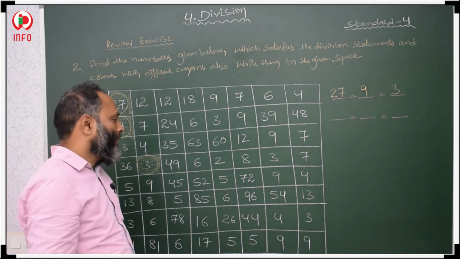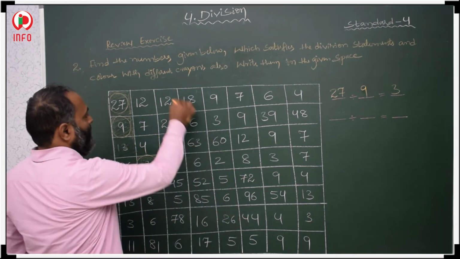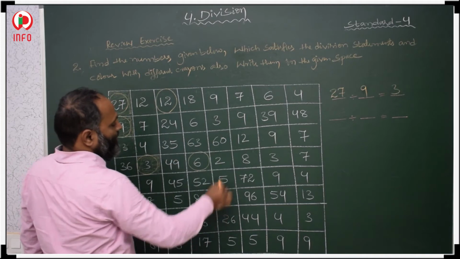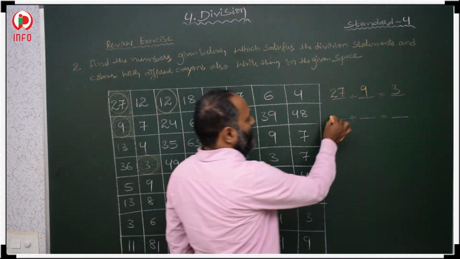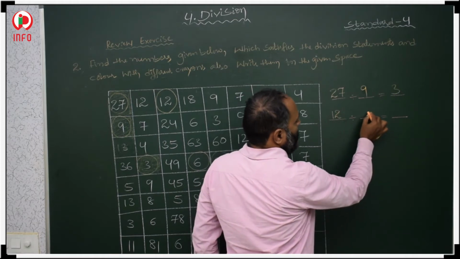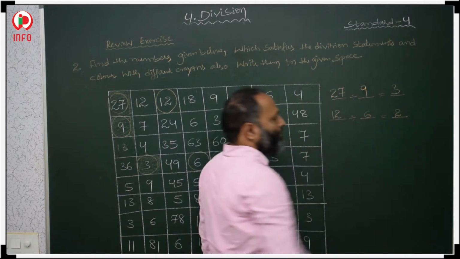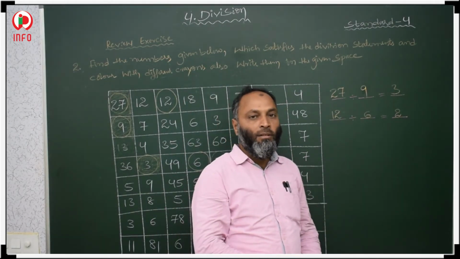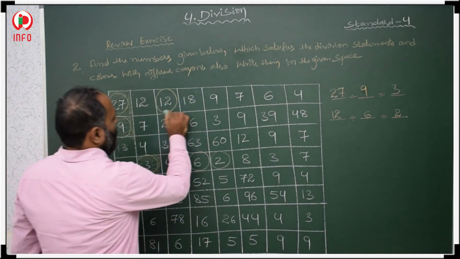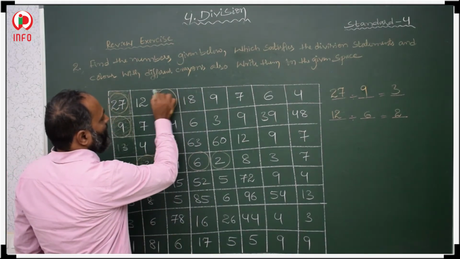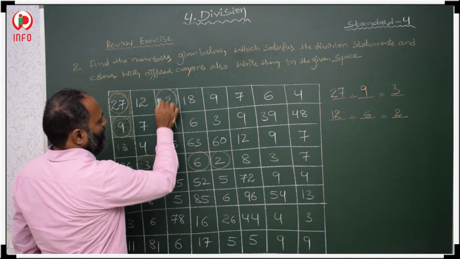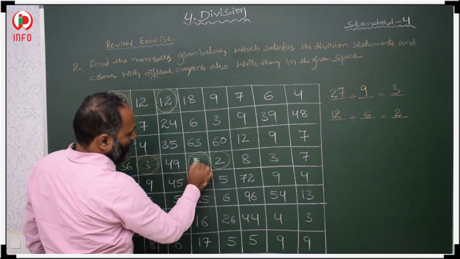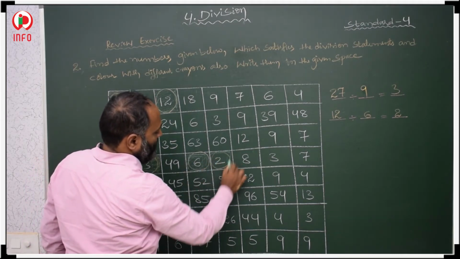Now, here 12 divided by 6 is equal to 2. 12 divided by 6 gives the answer 2. 6 2s are 12. So with a different color, you color this 12 and 6 and 2.